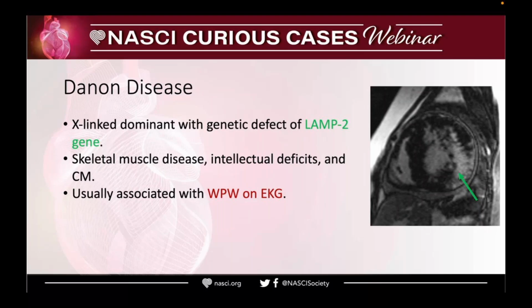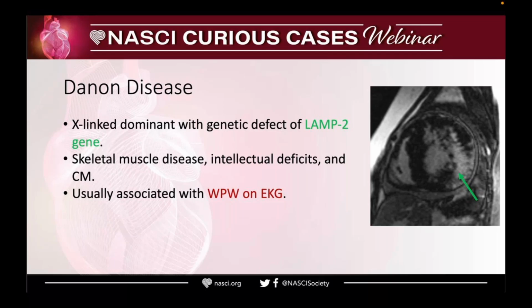It's an X-linked dominant disease, a genetic defect of the lysosomal-associated membrane protein 2 gene, leading to accumulation of glycogen in the myocardium, in the LV particularly, and the RV as well. They thought initially that it's a glycogen storage disease, but it's not. It's a genetic defect of one of the lysosomal gene proteins. It is characterized by a triad: cardiac disease, mental or intellectual deficits, and myopathy, skeletal muscle disease, usually associated with a conduction abnormality, Wolff-Parkinson-White syndrome on EKG.